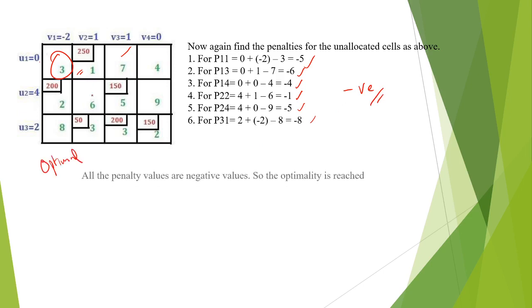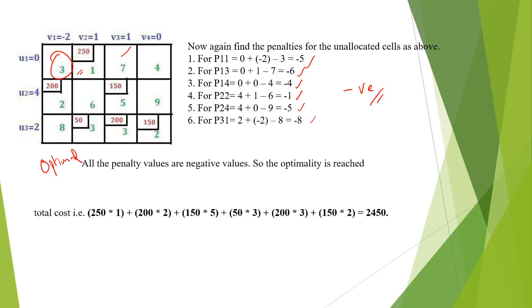So we can find the optimal solution by using this: 250 into 1, 200 into 2, and 150 into 5, 50 into 3, and so on. So the optimal solution is 2450. So this is the modeling method.